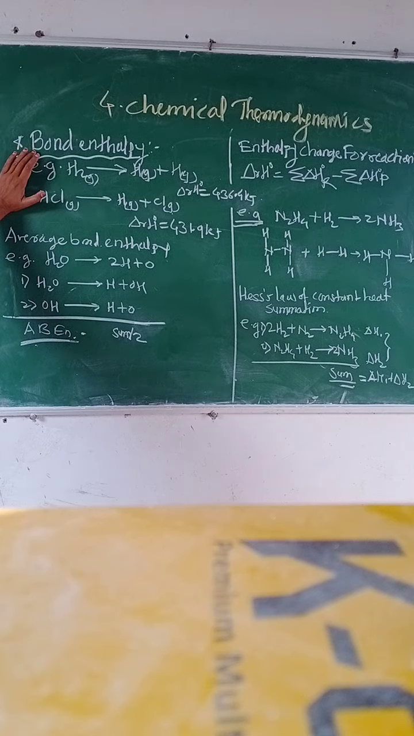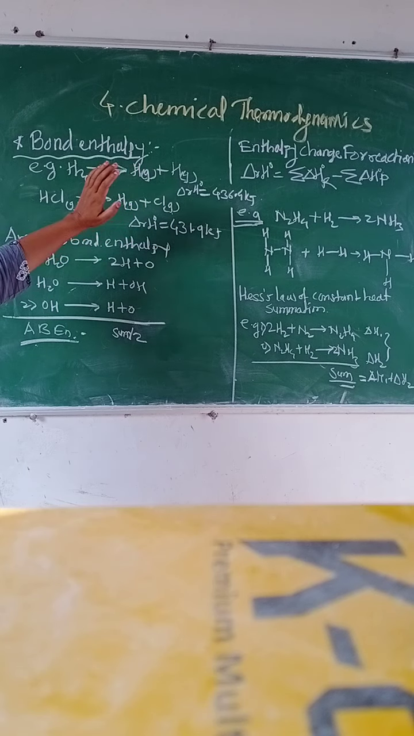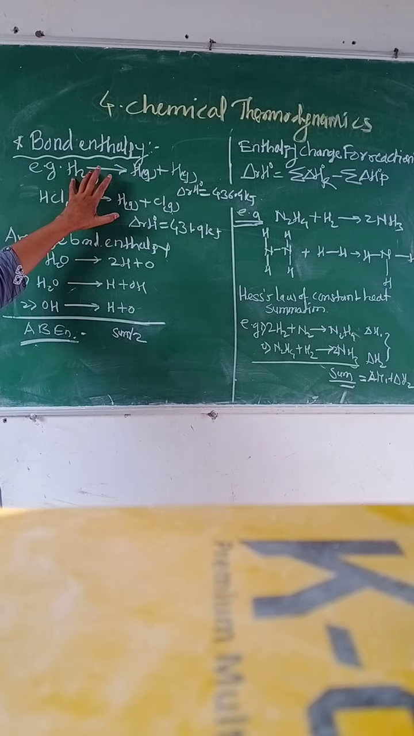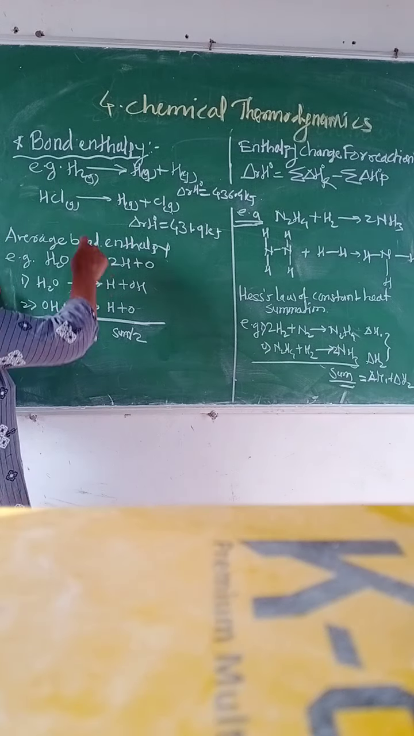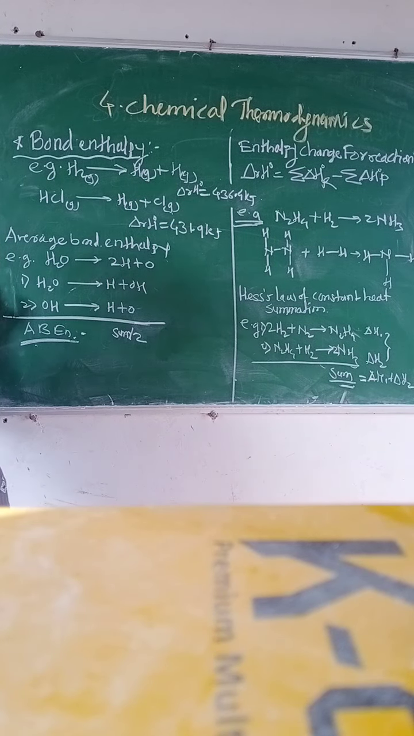That change is the bond enthalpy. Here the H2 molecule is converted into its atoms. When it is converted into atoms, that bond breaking enthalpy is the bond enthalpy. See the first example, H2: it is converted into hydrogen and hydrogen in the atomic state, that means converted into their atomic state.